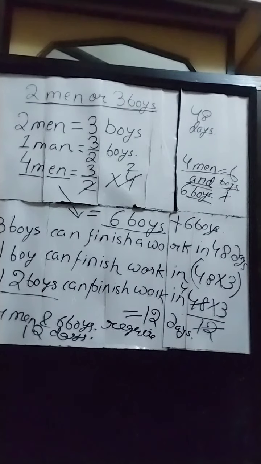Now, very quickly I am going to show you another sum. Here also, the same thing is given. 8 men or 12 boys can do a work in 100 days. So, we will do the conversion fast.